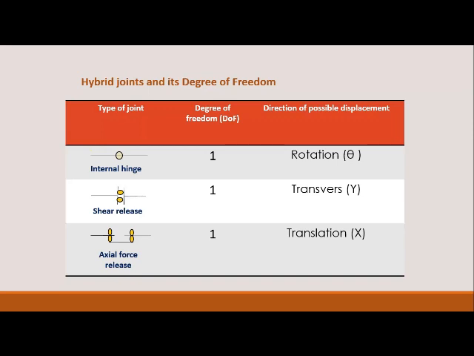It has only 1 degree of freedom, and rotational release is there. Shear release is one where transverse movement is allowed, again 1 degree of freedom, and axial force release is also there for a specific type of joint, where we will see the translational movement in x direction is allowed. So it has 1 degree of freedom.